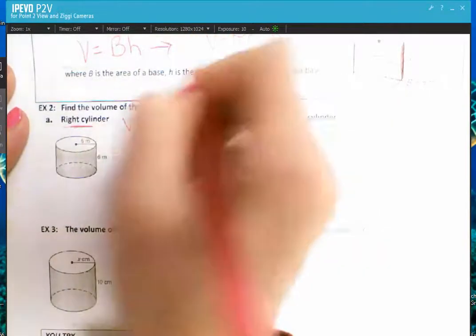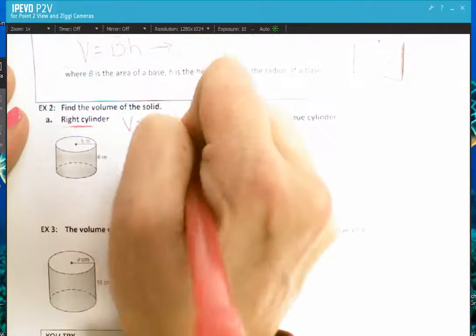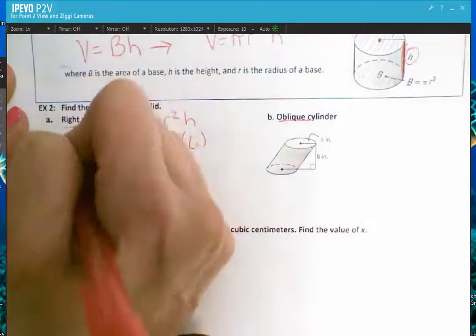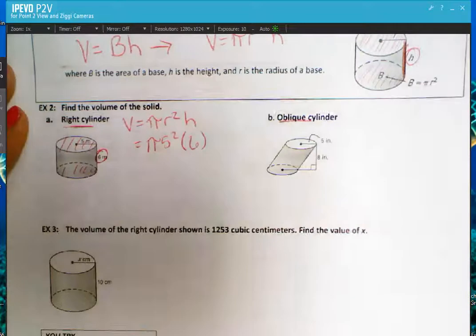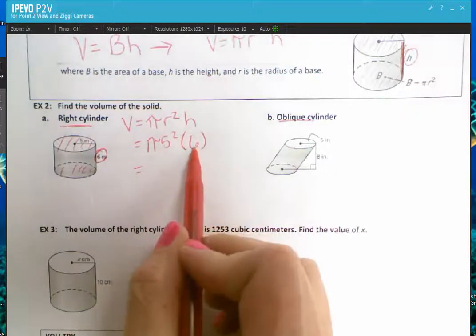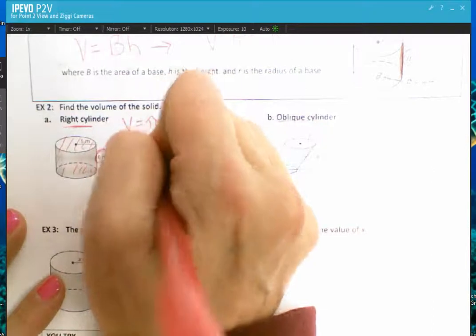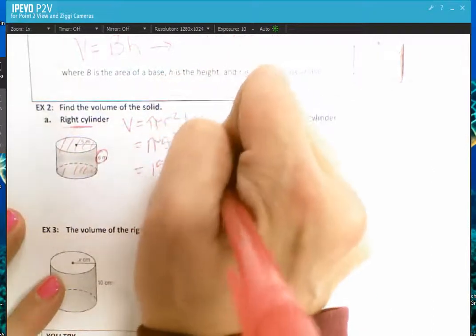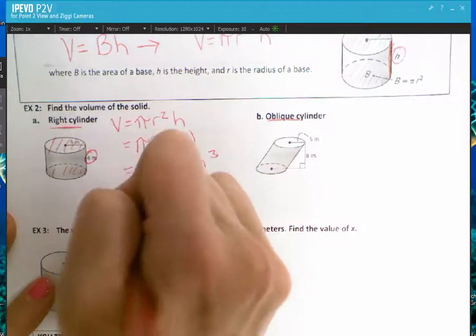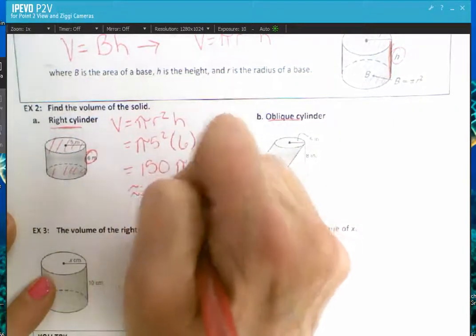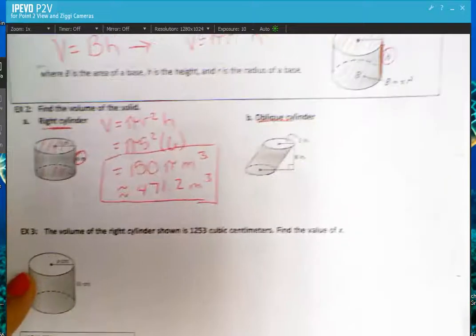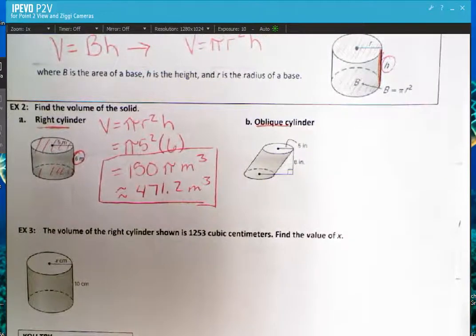And I substitute in the pieces I know. Pi 5 squared times 6. I forgot I need to circle my height because my bases are the circles, so height is the distance between. So 5 squared is 25 times 6, that's 150 pi meters cubed because we're dealing with volume, and approximately 471.2 meters cubed. Remember, always stick with the exact first and then round at the very end.